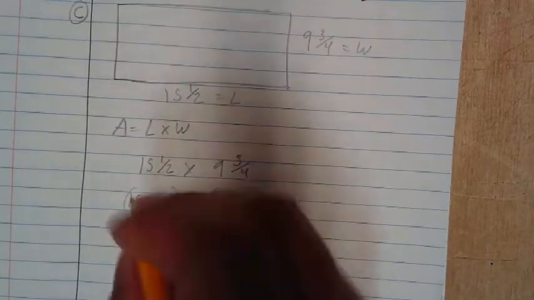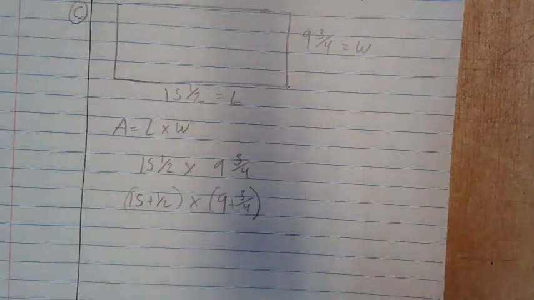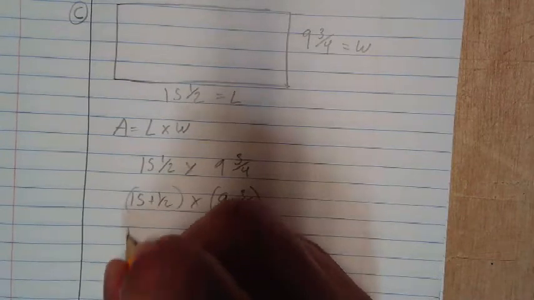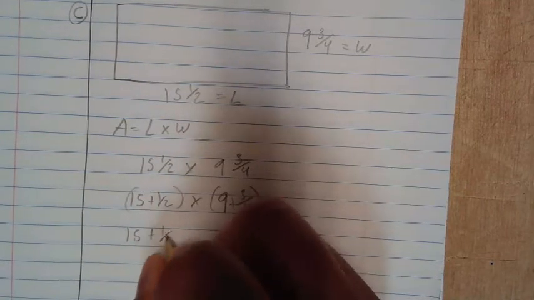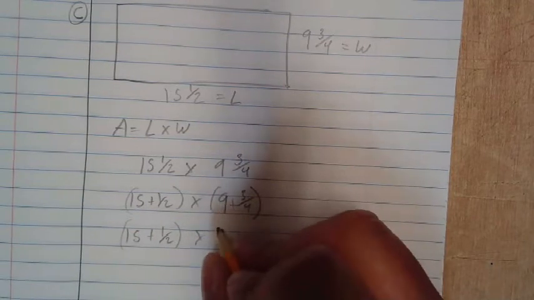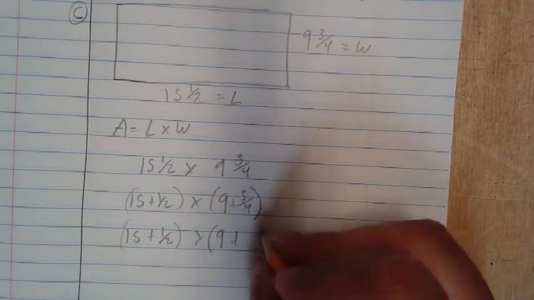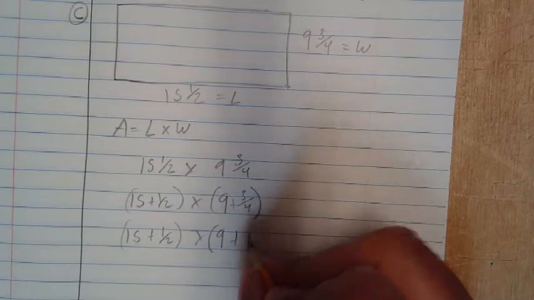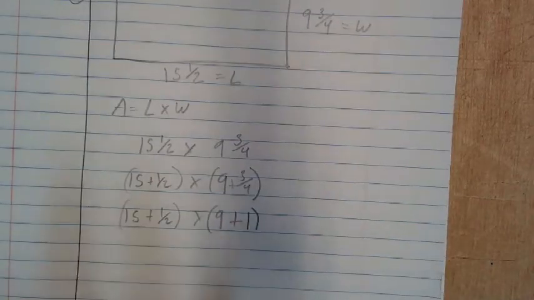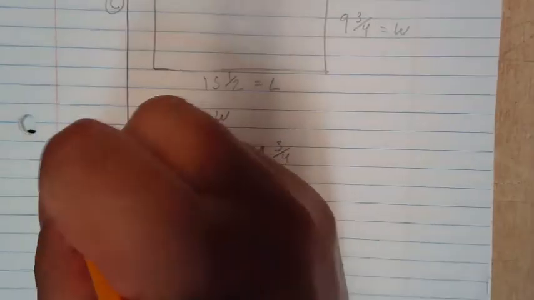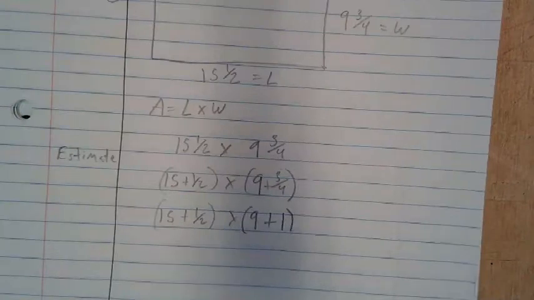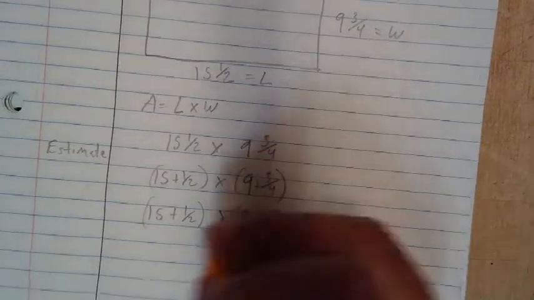All right, 15. There's no point in estimating that. It's a whole number, 15, and a half is a half. That just stays the same. 3/4, I'm going to say it's pretty close to 1, just for the sake of argument. Again, we're just estimating. Before I do anything, I just want to make sure I have what the answer is going to be.